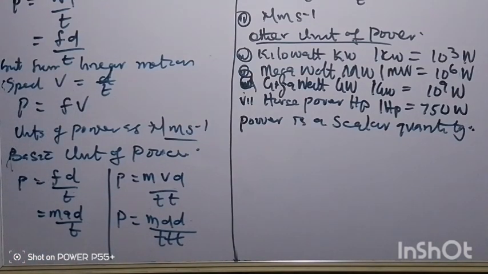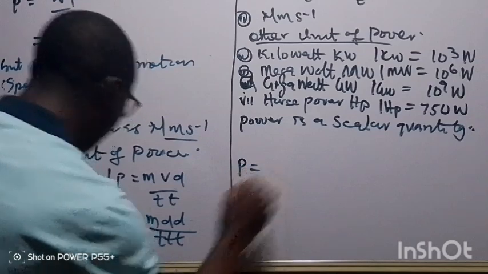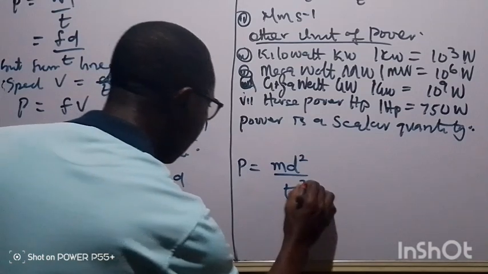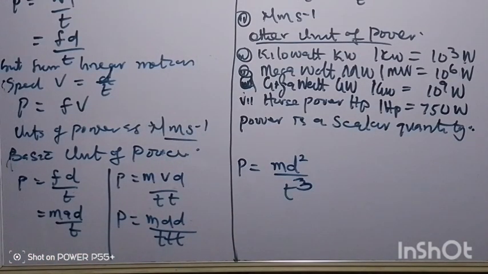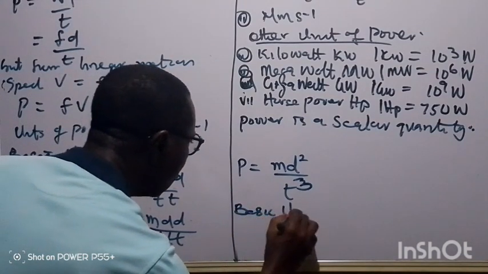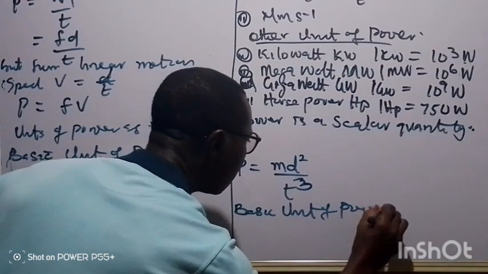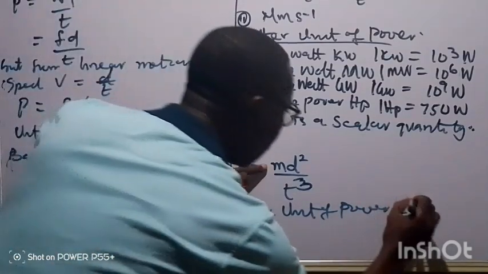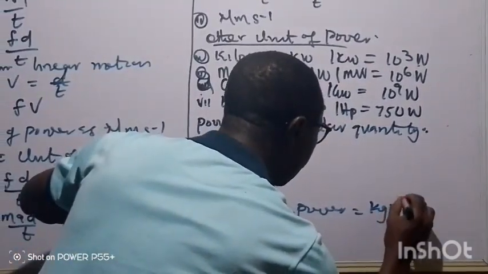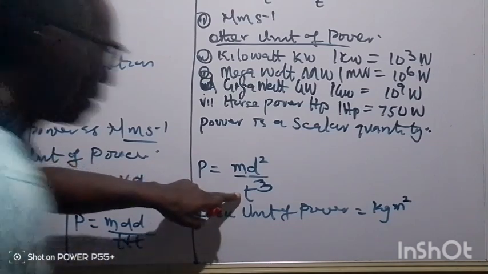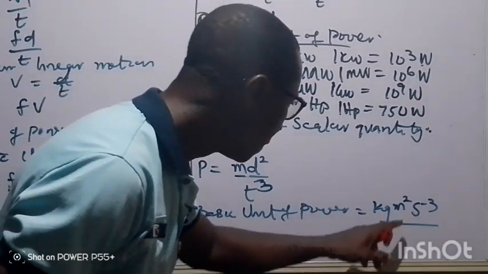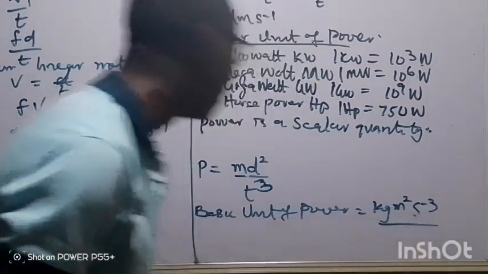So from there now, we can now have power as mass times d square over t cube. So from there now, we can get the basic unit of power. That one will give us kilogram for mass, meter square for distance, then time. That will be the basic unit of power, that is kilogram meter square per second cube. That's the basic unit of power.